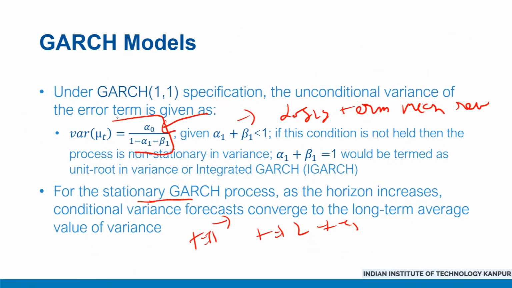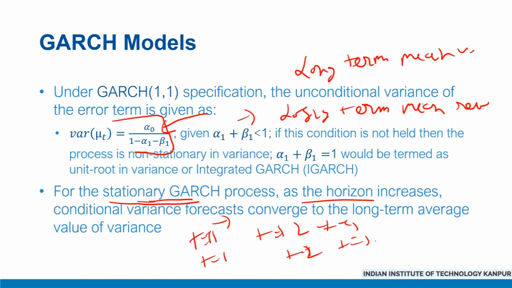So what we obtain here is a very useful property, what we call long-term mean reversion. What it means is that if the GARCH process is stationary, as the horizon increases and you keep on forecasting for t equal to 1, t equal to 2, t equal to 3 and so on, the impact of historical information that was available at t equal to 0 dies, and what you are left with is sort of unconditional forecasts which converge to their long-term unconditional value, which is provided here. This is a very useful property of the GARCH(1,1) specification.